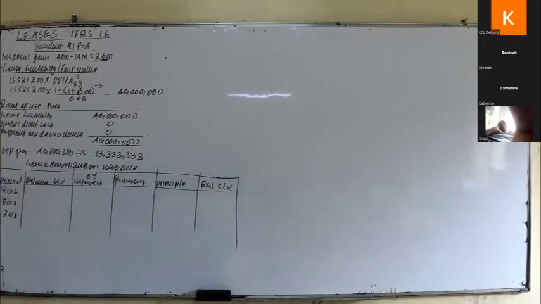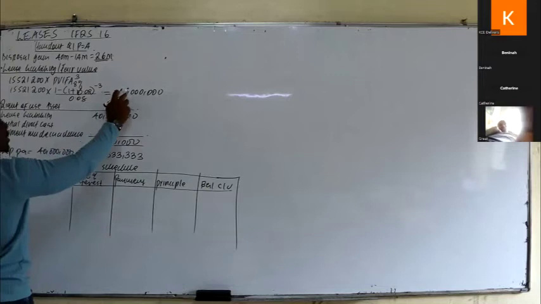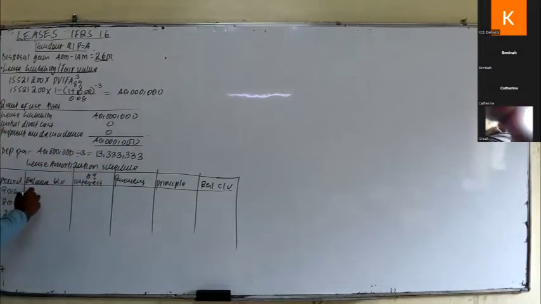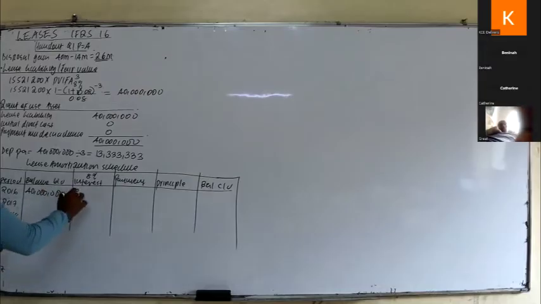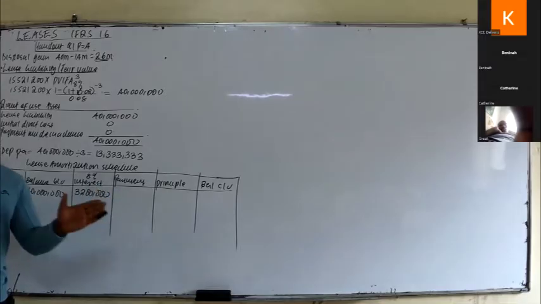How much is the balance brought down? So we are amortizing the liability. The fair value was 40 million. Interest rate is at 8%. 8% of 40 is 3.2. Now the payment is an annuity, it is the same.